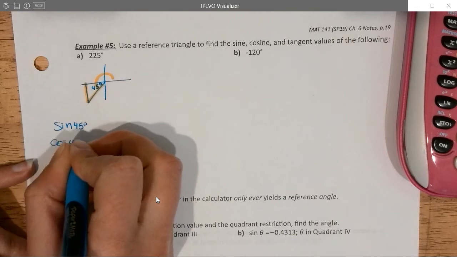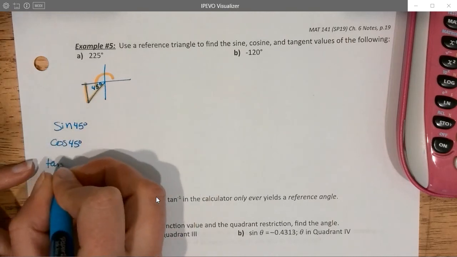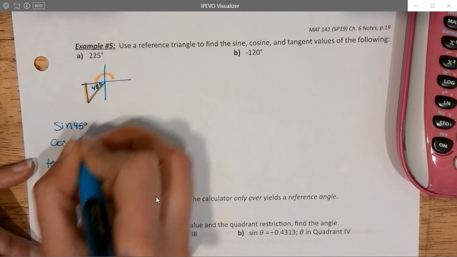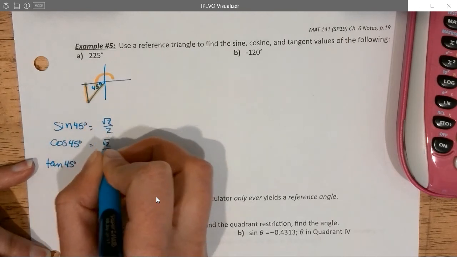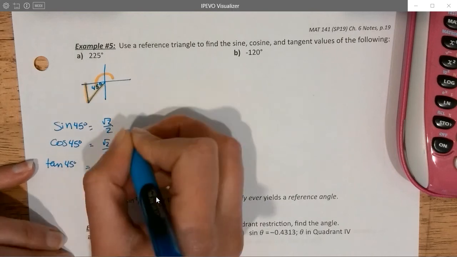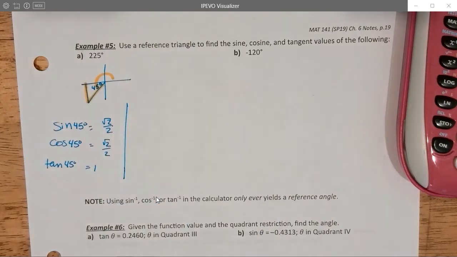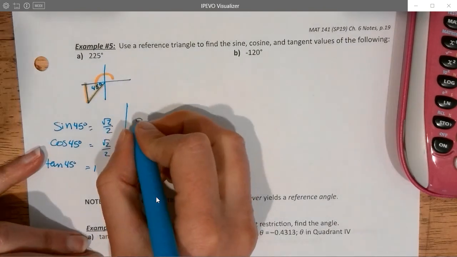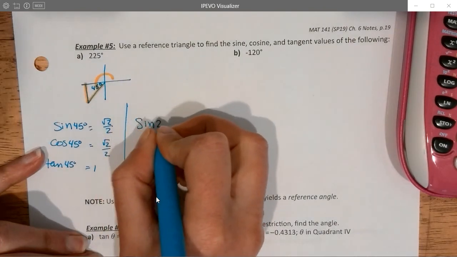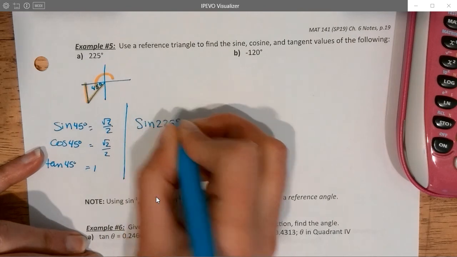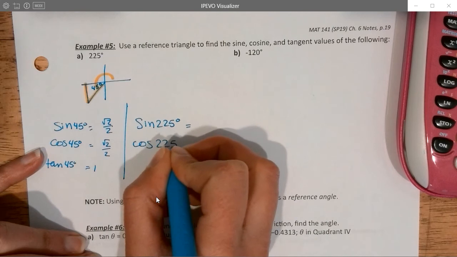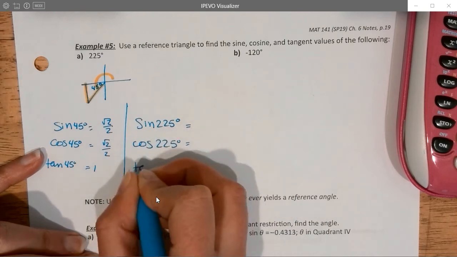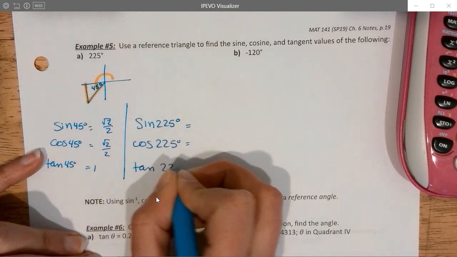Okay, so I am going to make a quick chart of my sine 45, my cosine 45, and my tangent 45. I know these are root 2 over 2, and you can look them up on the previous page, root 2 over 2 and 1. Now, what I want is, what does this tell me about the actual angle I want? I actually want to know what sine of 225 degrees is, what cosine of 225 degrees is, and what tangent of 225 degrees is. That's what I want.